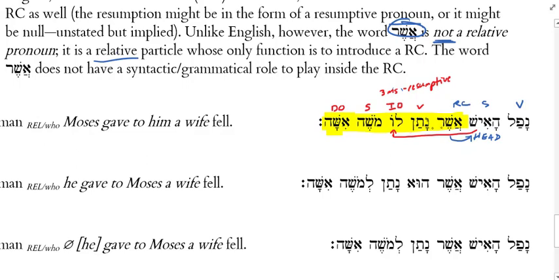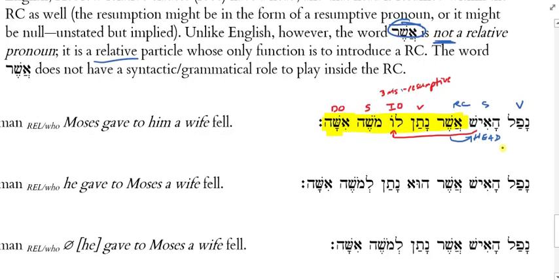So how are we going to translate this to make it better English? The man to whom Moses gave a wife fell. Okay? The man to whom Moses gave a wife fell. Although in Hebrew it's the man which Moses gave to him a wife fell. Okay? All right. Let's look at another example.